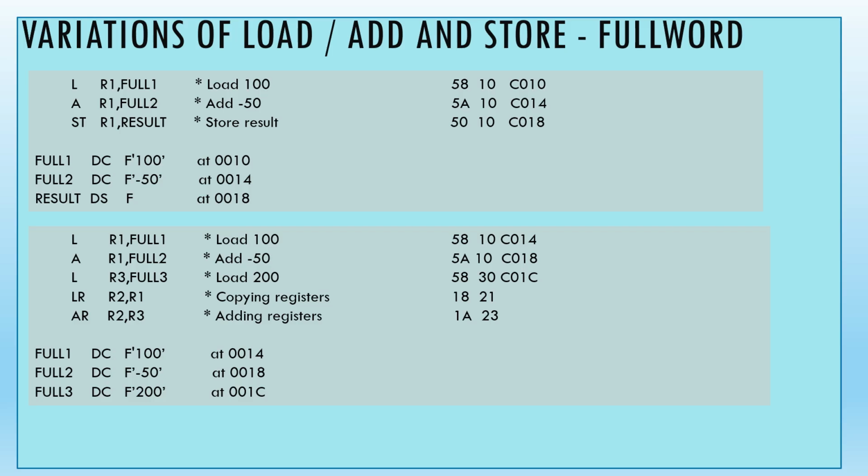Similarly, you have already added a value in register 3, which is 200. You are adding that to R2, AR R2, R3. The AR equivalent opcode is 1A. Then you are seeing R2, R3, so you are seeing 23. Again, this is a purely register-based instruction. There is no address space involved.